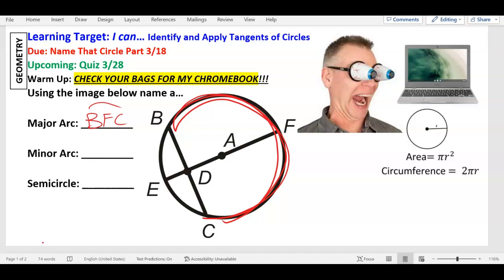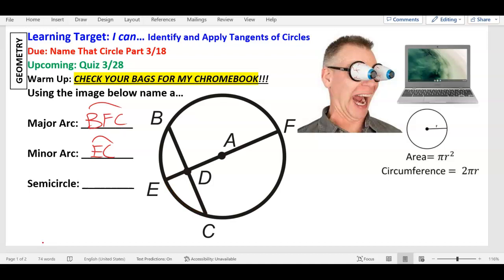Now a minor arc, all I need are 2 points, and it's going to be the shortest distance. What are 2 points on the edge? Okay, so E to C is a short distance. That is a minor arc, so we can put EC, but we got to make sure we put an arc on top. And then last but not least, we learned that a semicircle is half of a circle.